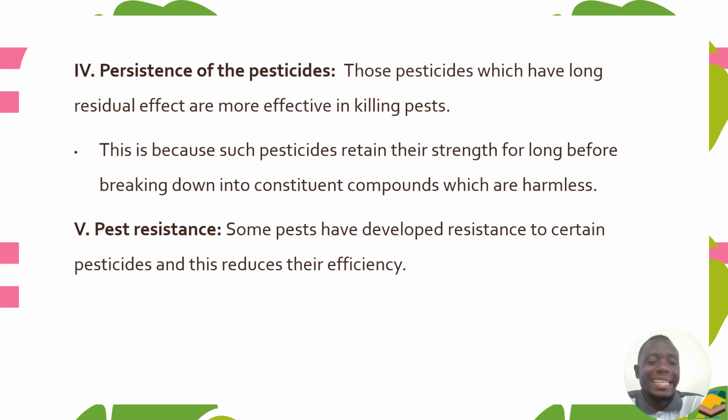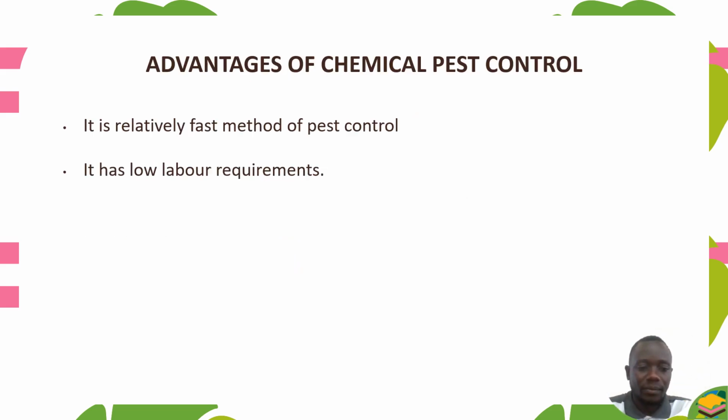Then we've got pest resistance. Some pests have developed resistance to certain pesticides, and this reduces their efficiency. So you find that some pests have developed resistance, or they are able to resist some pesticides. Therefore, these pests cannot easily die when you apply pesticides. So this one also affects the efficiency of pesticides.